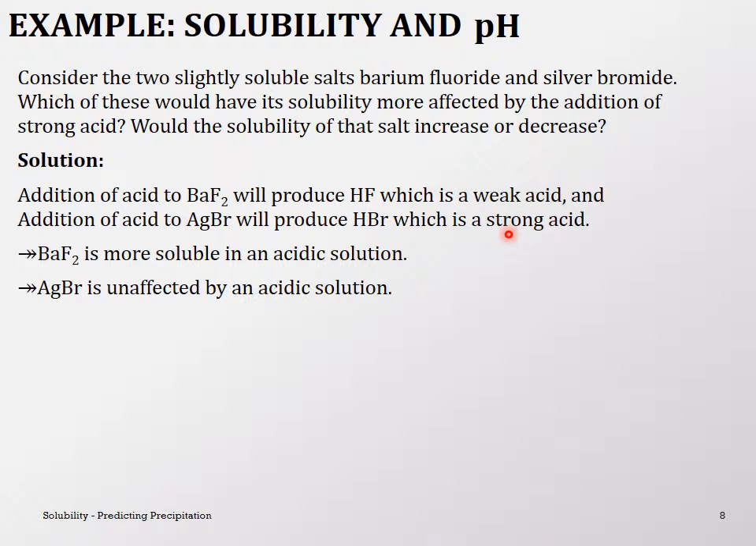So it means that your barium fluoride is going to be more soluble in an acidic solution. Why? Because you're producing a weaker acid. Remember, the whole point of an acid-base reaction is to give a weaker acid or a weaker base. So whatever leads to the production of a weaker acid or a weaker base is going to be favorable. So barium fluoride is going to be more soluble in acidic solution because it produces a weak acid. Silver bromide, on the other hand, will not be so affected by the acidic solution because HBr is a strong acid and it should not be a product then.